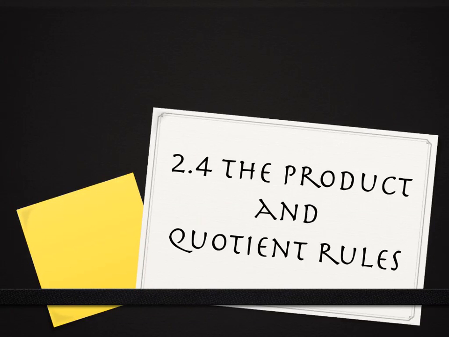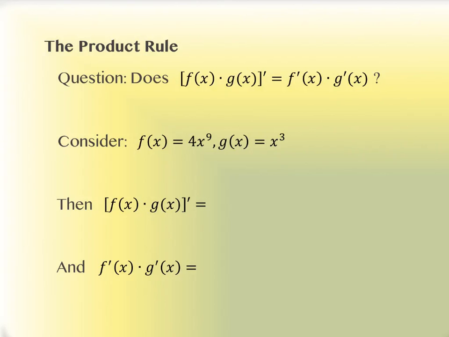Section 2.4 is going to encounter what happens when we try to multiply functions together or divide functions by one another and then take their derivatives. So the first thing that we're going to take a look at is what's called the product rule. The question we would like to ask ourselves is, does the derivative of the product equal the product of the derivatives?